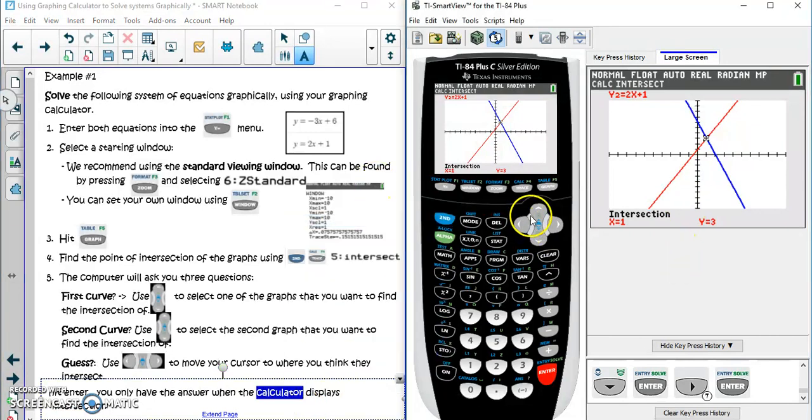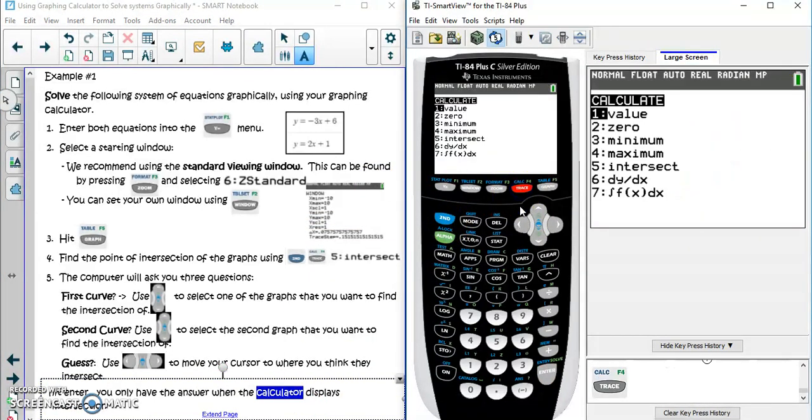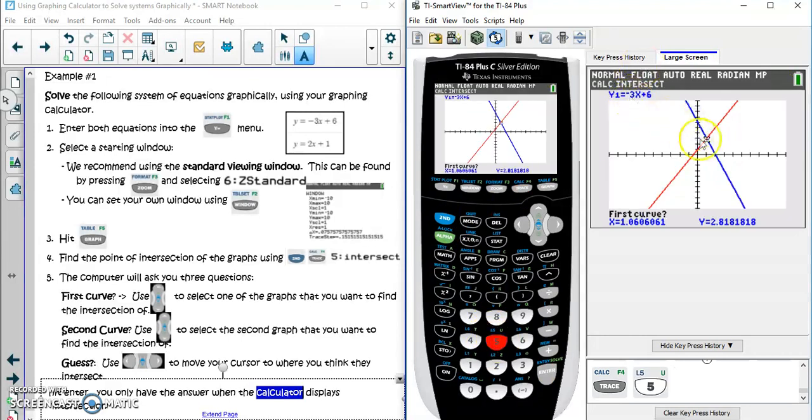So I'm going to repeat that process. If I did second calc, find the intersection. Is this one of my curves? Yes, that's one of them, so I hit enter. The second one is the red one, yes. And what you notice now is if I use my cursor, I can get close to the point of intersection.